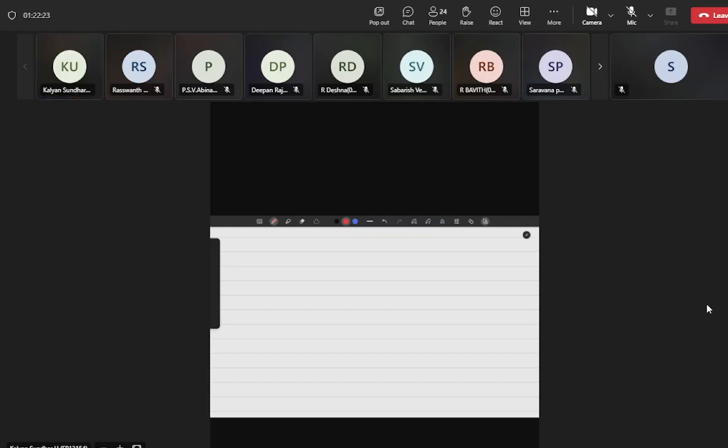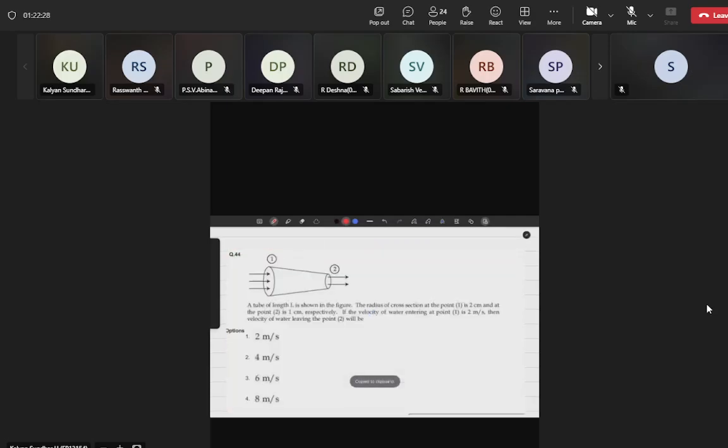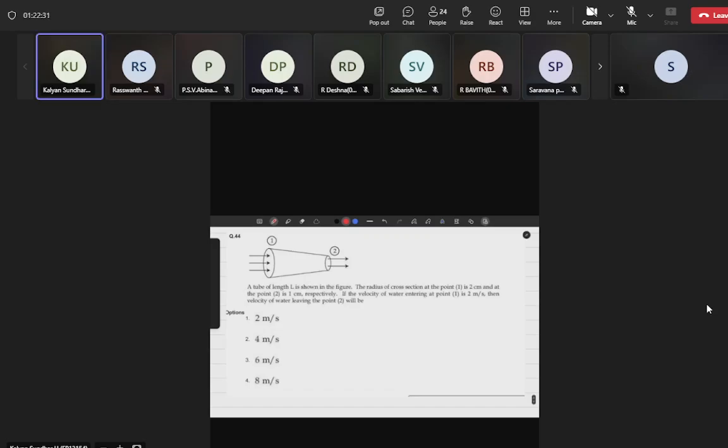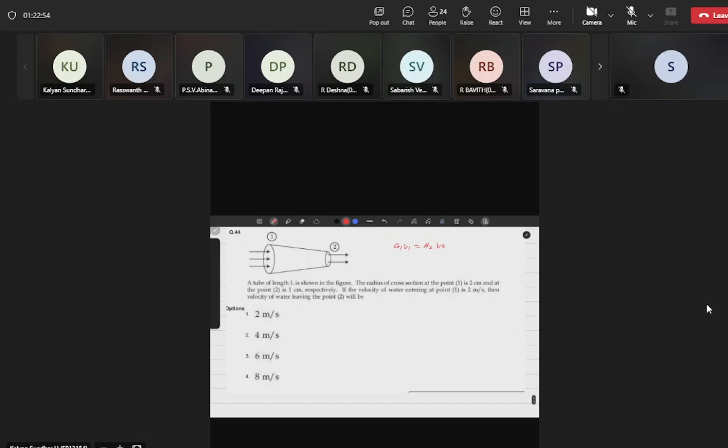Again, this question. Water flows through a tube of length as shown in the figure. Radius of cross section at point 1 is 2 centimeter and at point 2 is 1 centimeter. The velocity of water entering at point 1 is 2 meter per second. What will be the velocity at point 2? What concept is this? A1 V1 will be equal to A2 V2. So 2 into 2 will be equal to 1 into V2.